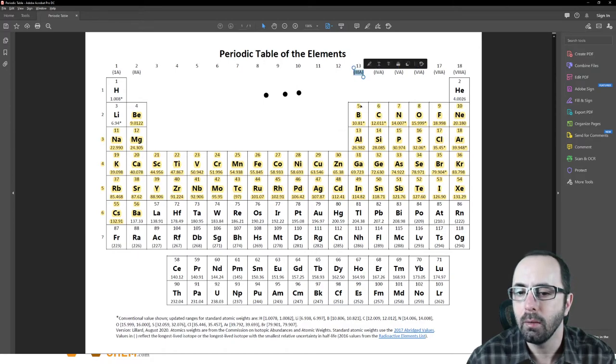Group 3 here, these will have 3 valence electrons. Group 4, these will have 4 valence electrons. Group 5, these will have 5. Group 6, these will have 6. Group 7, these have 7. Group 8, these all have 8.